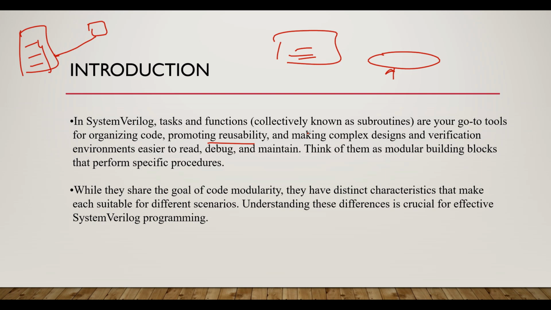It also makes your complex design and verification environment easier to read, and it is also easy to debug and maintain. Think of them like modular building blocks where you can perform specific procedures. While they share the goal of code modularity, which we have discussed, they have distinct characteristics that make each suitable for different scenarios. Understanding this difference is crucial for effective SystemVerilog programming. I have already mentioned why we are using function and task: because of code modularity and code reusability.